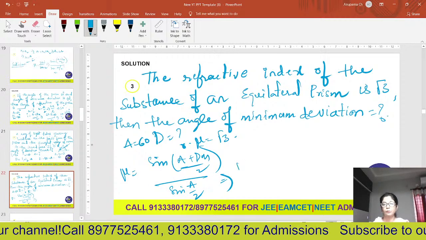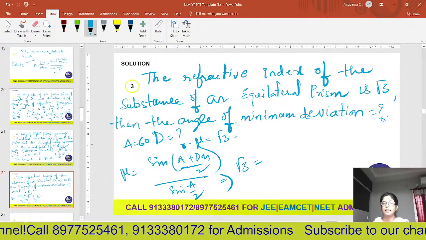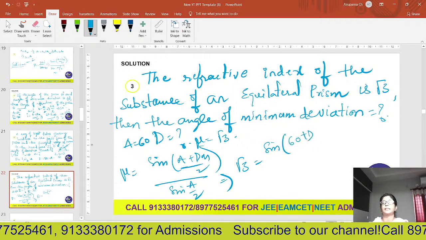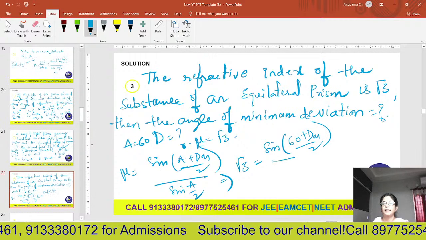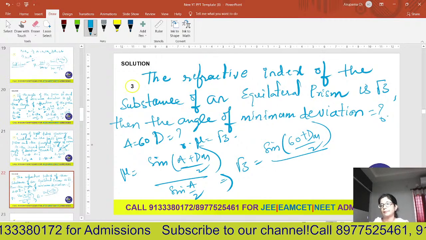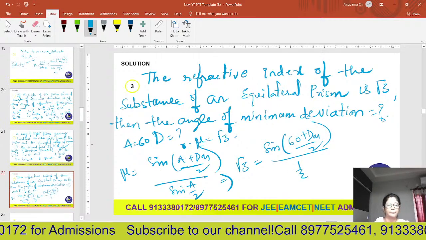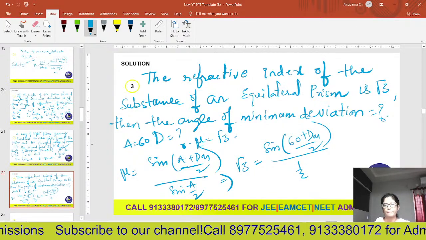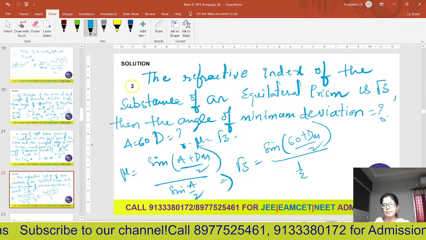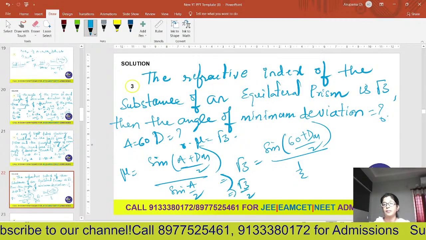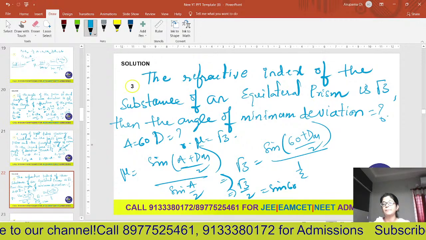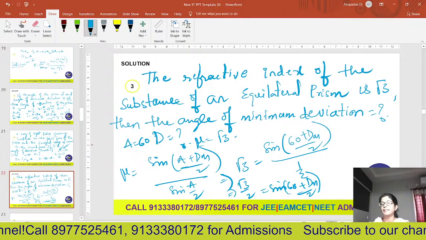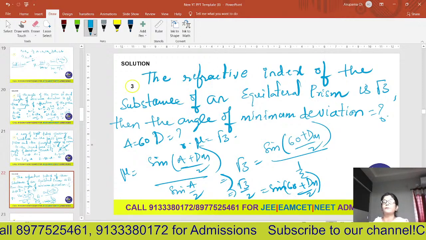That is root 3 is equal to sine (A plus Dm) by 2, that is sine (60 plus Dm) by 2, by sine 60 by 2 is sine 30, that is 1 by 2. Directly I am writing. Okay, this is 1 by 2. This 1 by 2 comes this side, it will be root 3 by 2 is equal to sine (60 plus Dm) by 2. I think by now you got an idea. This sine goes that side. It will be sine inverse of root 3 by 2.